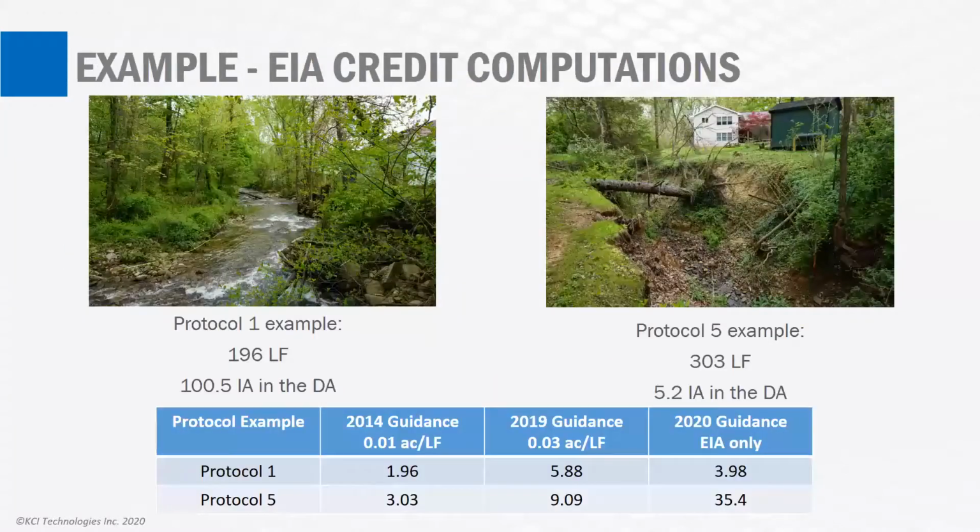So just to look back at the Protocol 1 and Protocol 5 examples, the Protocol 1 project was about 200 linear feet and the equivalent impervious area was 3.98. So that's pretty close to the planning rate of 0.02 acres per linear foot. The Protocol 5 example was also a short project, about 300 feet, but the calculated equivalent impervious acre credit was 35.4 acres. So this really is a 10-fold increase in credits compared to the 2014 guidance where this project would have only received 3 credits.